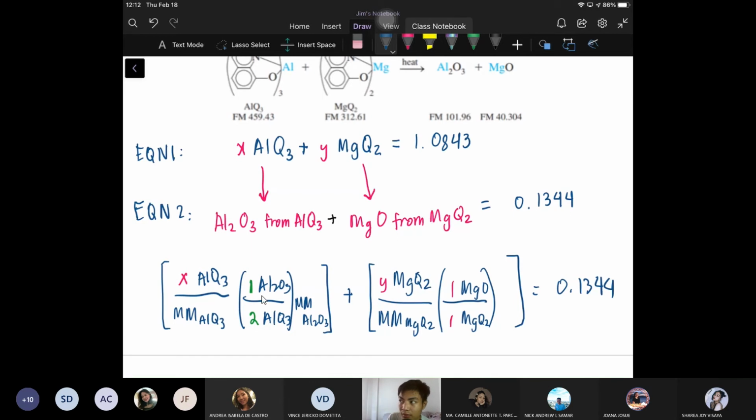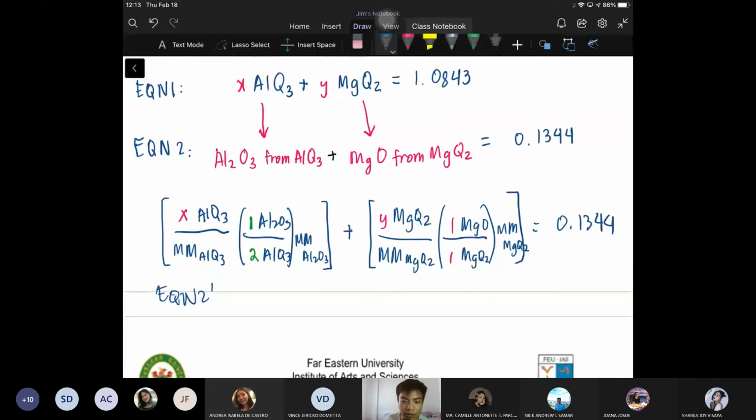Okay? So, ganun lang ginagawa dito. Tignan mo lang yung subscript ng metals. Dito dalawa, dito isa. So, ibig sabihin, kailangan mo ng dalawa nito para maging equal yung dito. Okay? Then, you multiply this by the molar mass of MgQ2. And then, after nyan, i-plug in nyo yung mga molar mass. Then, you will have the equation 2 prime. Tapos, pag nakuha nyo na equation 2 prime, gamit kayo ng equation 1. Then, eliminate, no?